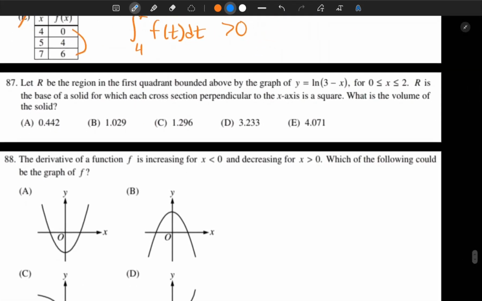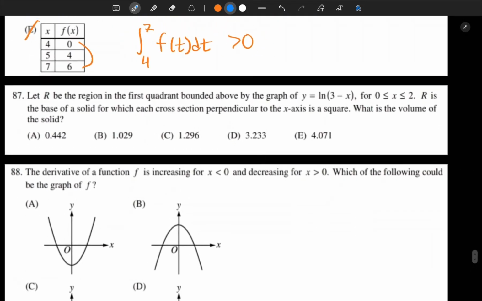Next, let R be the region in the first quadrant bounded by the graph of y is equal to the natural log of 3 minus x for the interval 0 to 2. R is the base of a solid for which each cross-section perpendicular to the x-axis is a square. We wish to compute the volume of the solid.